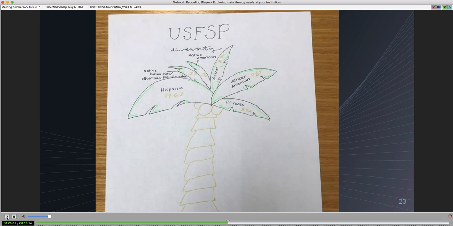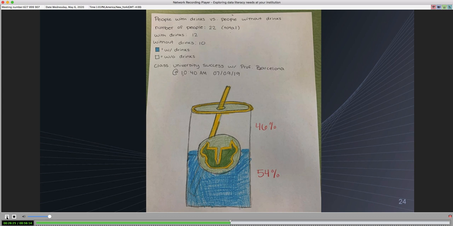So this first one is the USF St. Pete diversity, and I thought this was nice because we do have a lot of nice palm trees on our campus. And you can see they kind of tried to make the sizes a little bit different, so they were cognizant of that. I do also ask the students to present these and explain their reasoning behind it. Then we had this one I thought was very cute, people with drinks versus people without drinks. They have the total number of people.